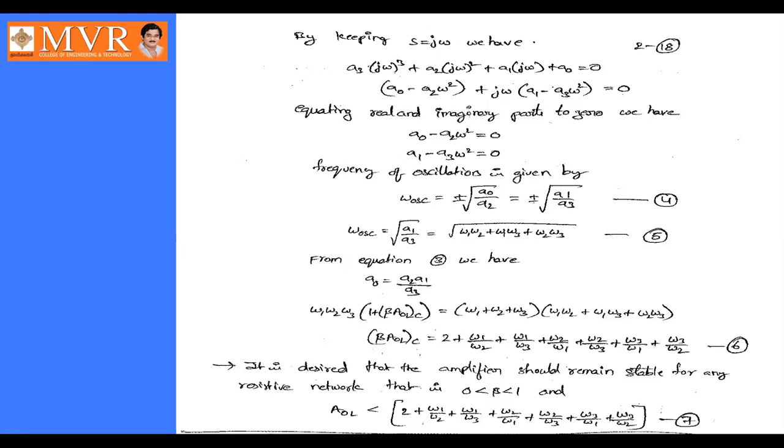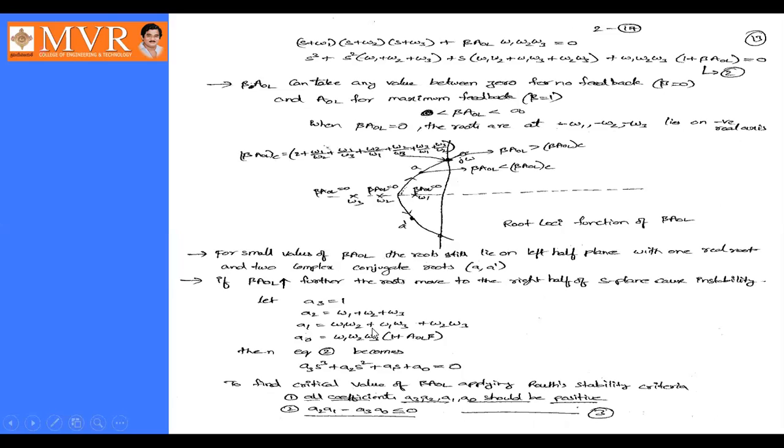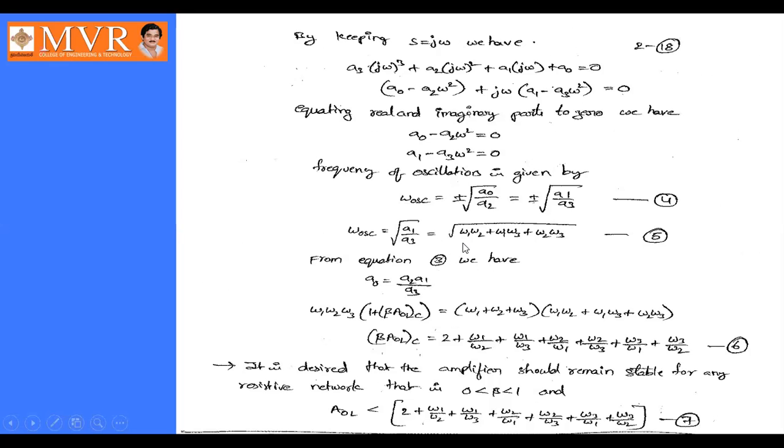And then, if we consider this equation a1 by a3, we already know what the a1 value is, as we have considered there. We are going to substitute. We have considered that a1 is equal to omega 1 into omega 2, and a3 is equal to 1. Substituting these values, this becomes root of omega 1 omega 2 plus omega 1 omega 3 plus omega 2 omega 3.